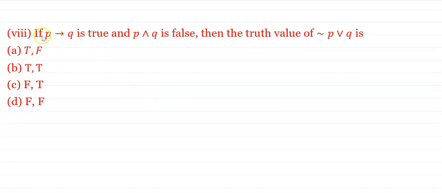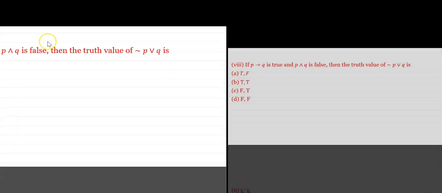Okay. Next, if P implies Q is true and P and Q is false, then the truth value of negation of P or Q is. Now first, what is here?